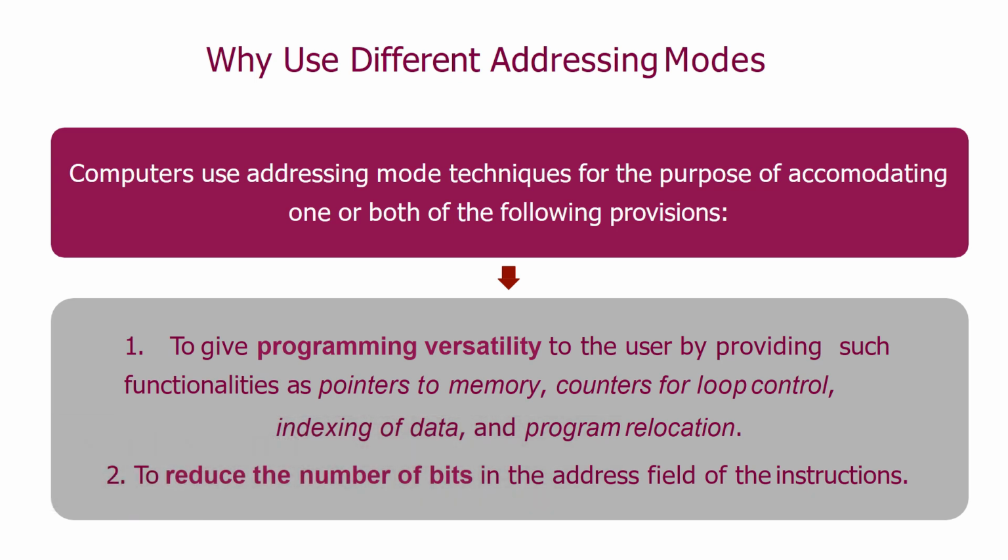Why do we use different addressing modes? Well, computers use addressing modes for the purpose of accommodating one or both of the following provisions. To give the program versatility to the user by providing functionalities such as pointers, counters, indexing of data, and program relocation, and also to reduce the number of bits in the address field of the instruction. Let's see the meaning of all these points.